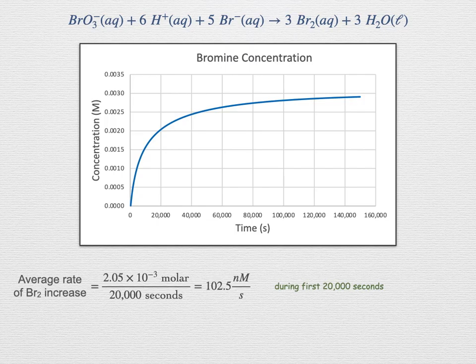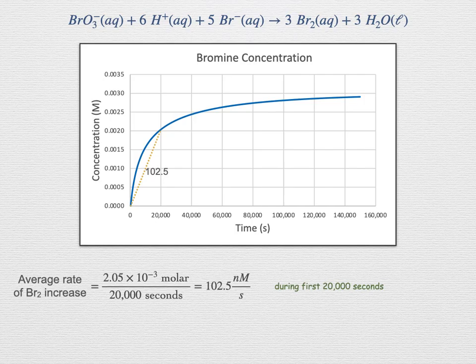Just from the graph, it looks like the concentration goes from 0 at the beginning to about 2 millimolar. And if we look at the data table from which I made the graph, we'd find that it was actually 2.05 millimolar. So in 20,000 seconds, the bromine concentration increased 2.05 millimolar. We would say that the average rate was 2.05 times 10 to the minus 3 divided by 20,000, equal to 102.5 nanomolar per second. This straight line connecting the beginning and end of the period represents this average process.